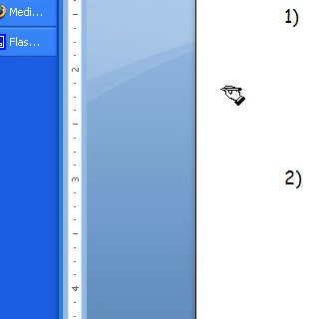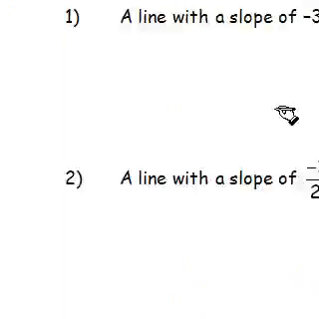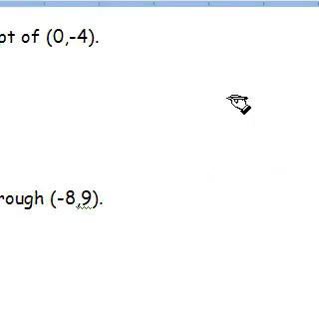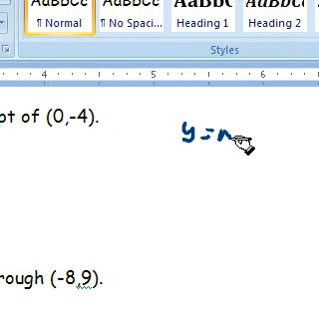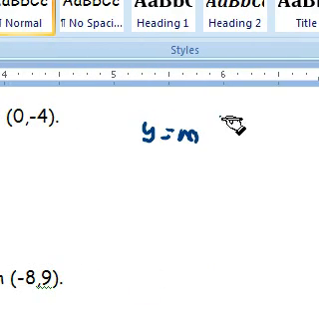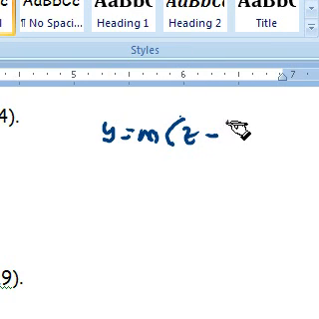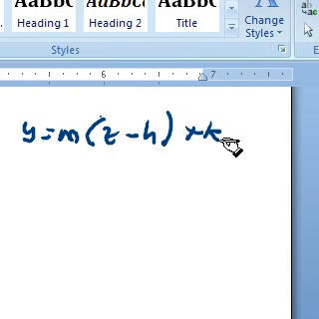All right, let's take a look at problems 1 through 3. Remember, with these problems I'm going to use the good old y equals m times the quantity x minus h plus k. This is the point-slope form of the linear equation.